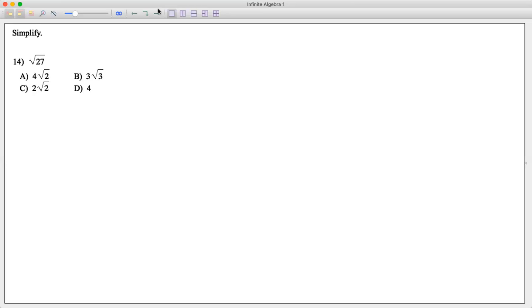I've got to write 27 as two numbers multiplied together, where one of them is a perfect square. There you go. So I could write that as the square root of 9 times 3. And I could, nobody actually does this part, but I could write that as the square root of 9 times the square root of 3. Most people get to this step and they stop and write the answer. What's the square root of 9? So this part right here turns into 3, and you're left with the other part, 3 root 3. Therefore, the answer is B again.